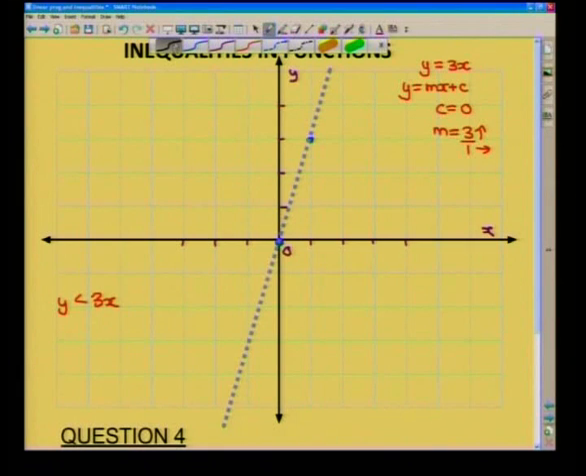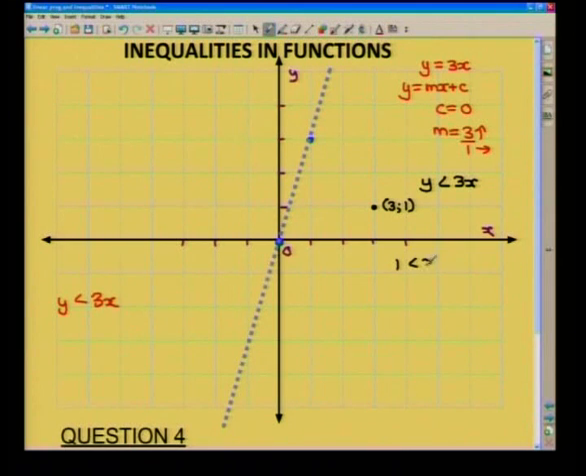Okay, so now we have to decide where to shade. If we're using the shortcut that I've shown you a few minutes ago, y is less than 3x. Less than means shade underneath. Shading underneath would be here. But let's test properly. Do you agree with me that this point over here, 3, 1, is clearly at this side of the graph? So let's take the thing and put it in. 1 is less than 3 times 3. So 1 is less than 9. Is that true? Yes, it is. So we shade this area.